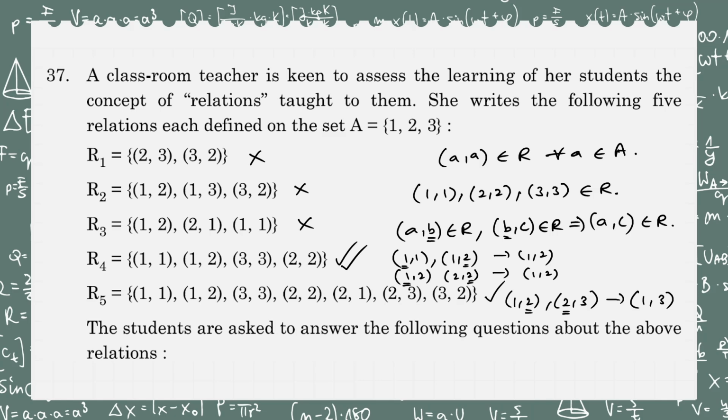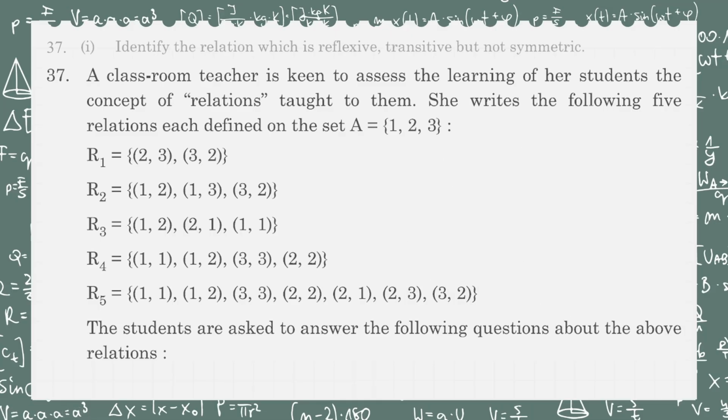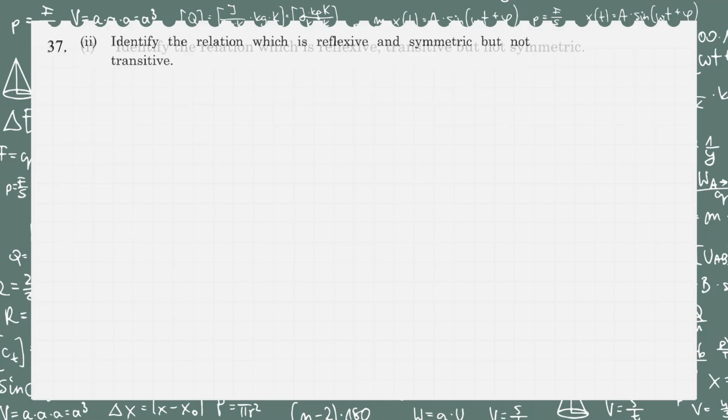So we can say R5 obeys symmetric property, but we already have checked that R5 is not obeying transitive property. When we had 1 comma 2 and 2 comma 3, we did not have 1 comma 3 in there. So that we already have found out. Now we have to just answer and conclude it. Okay, so answer is R5. R5 is reflexive and symmetric. How do you know that?